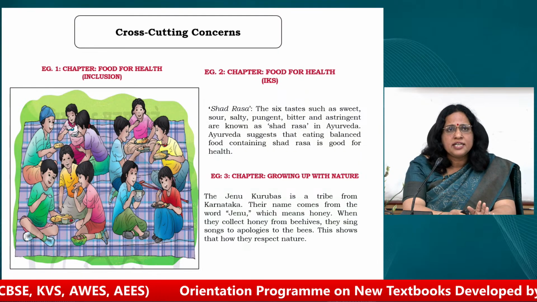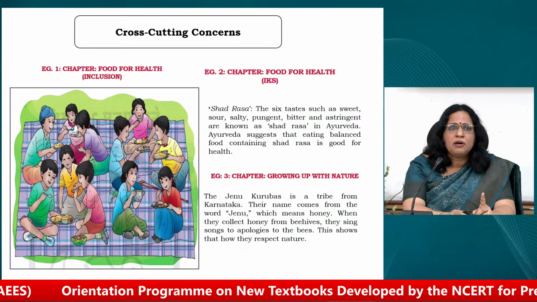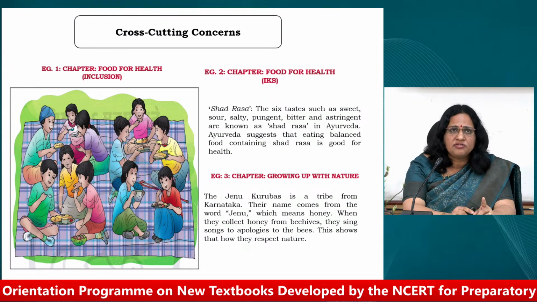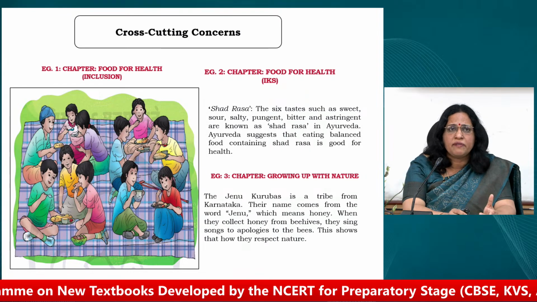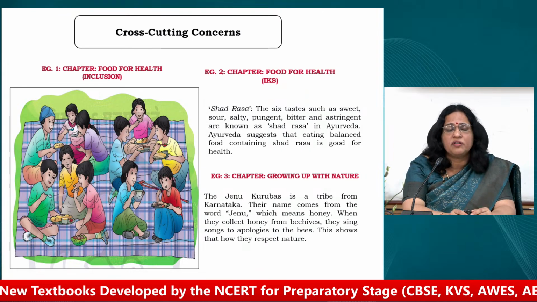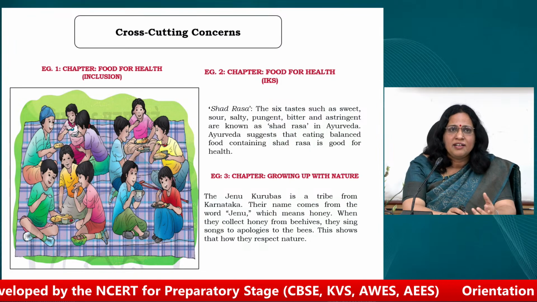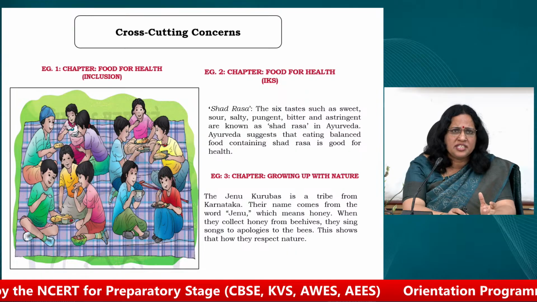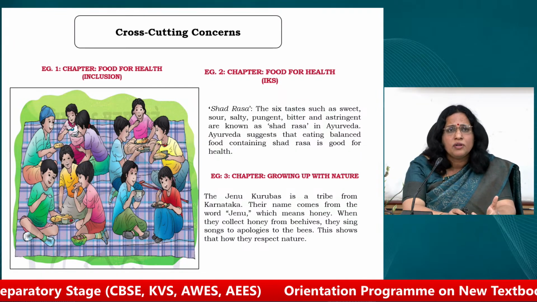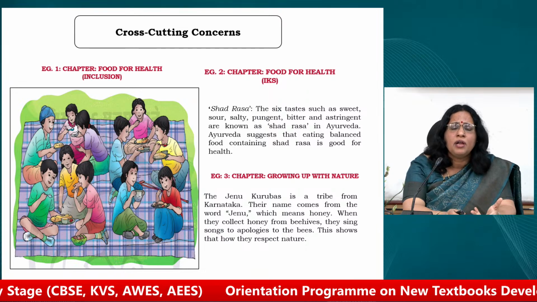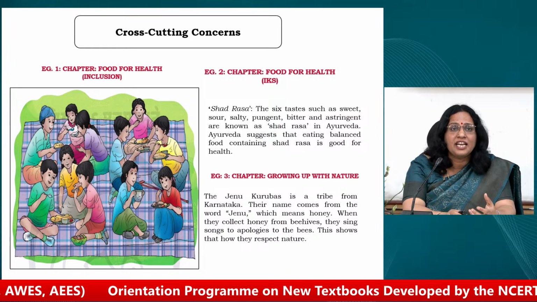At NCERT, we are always concerned about the cross-cutting concerns. The first is inclusion. Through the illustration and the text, we have tried to provide a very inclusive environment. This illustration is from one of the chapters of Food for Health, wherein children sit together and eat together. You can see that there are children with disability and children from different socioeconomic backgrounds, and they sit and eat together, and they get the happiness of eating together in a community.